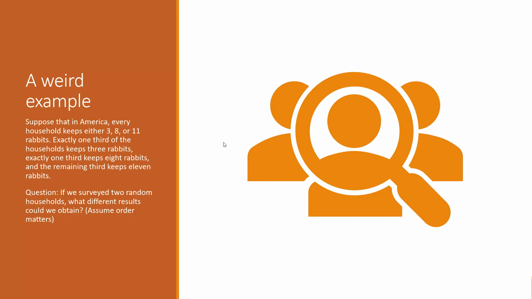So, my first question to you, before we even talk about means or statistics or parameters, is simply this. This is a counting question. If we surveyed two random households, what different results could we attain? And I'll go ahead and settle this right up front: order matters here. We're going to call them, from a counting perspective, different results, and I'll tell you why in a minute. But how many different results could we obtain? If you want to go ahead and pause the video and think about it, go ahead and do that. And I'll see you whenever you unpause the video.